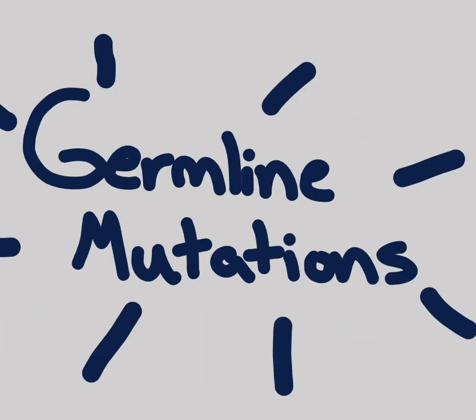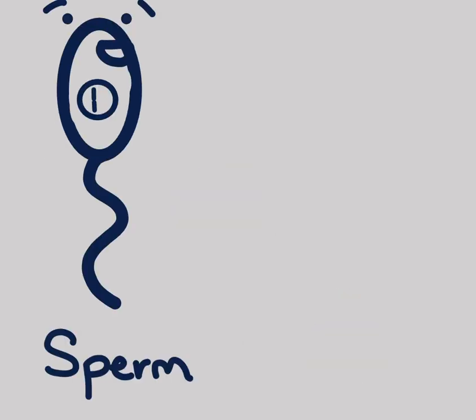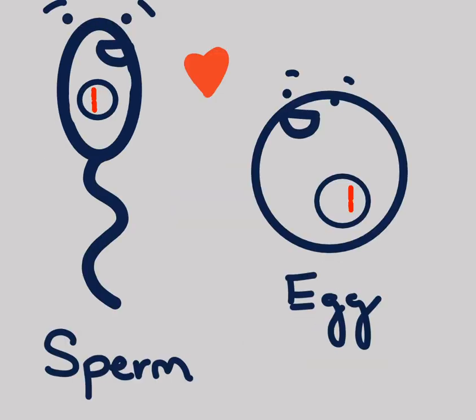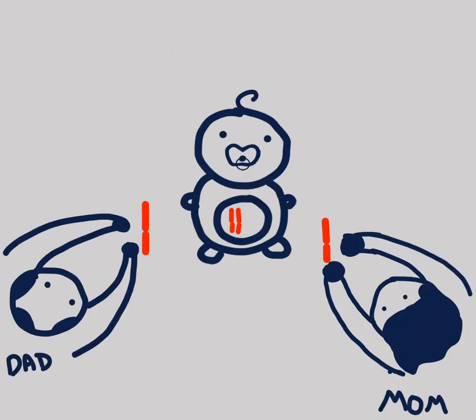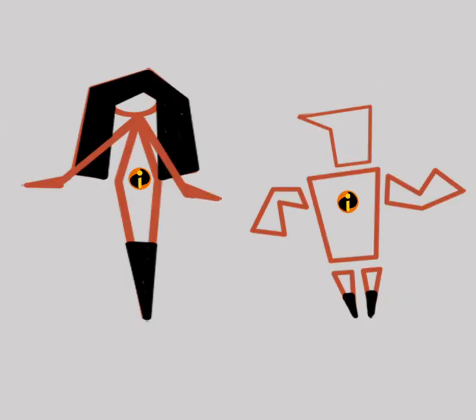Germline mutations are mutations that occur in the germline tissue, aka sex cells, aka sperm cells and egg cells. I'm sure you guys are familiar with this. It's pretty simple. Sex cells are passed on from your parents' DNA. So if those cells have a mutation, your parents have the mutation, you get the mutation.